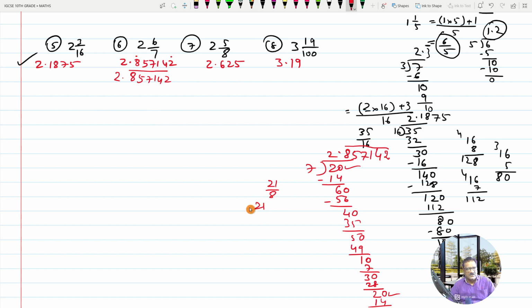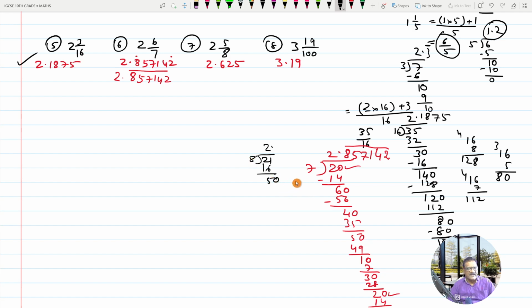So let us do this: 21 divided by 8. Now 21 divided by 8 means 8 twos are 16, 8 threes are 24. So we'll go by 2. 8 twos are 16. So 5 is the remainder, and 5 is less than 8. So I'll put a decimal point, take a 0, 50.